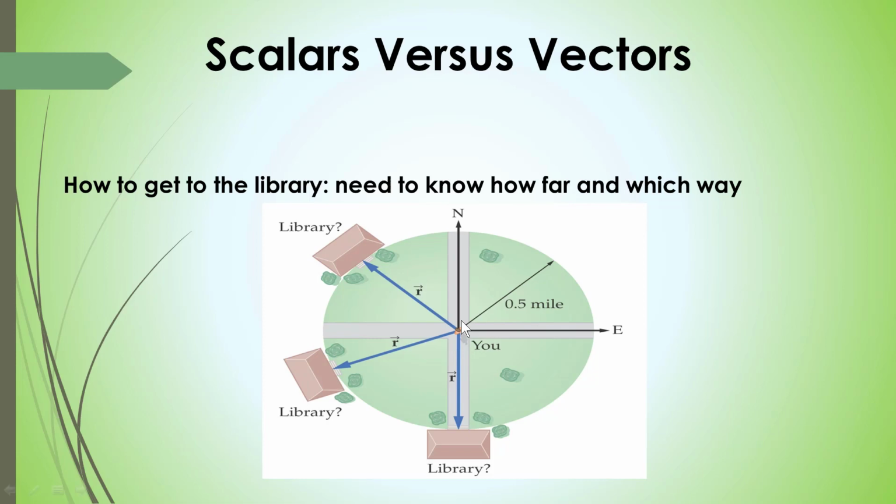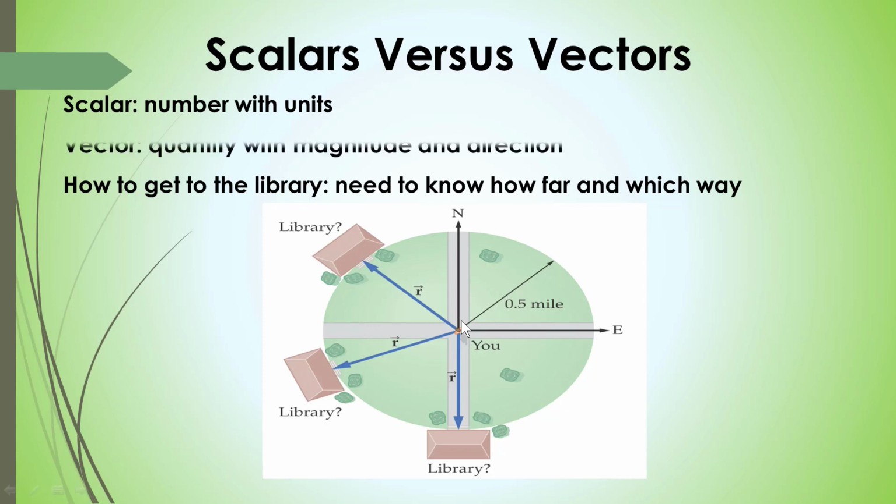So what is a scalar? A number with units, and a vector is a quantity with magnitude and direction. So we need a vector for some quantities. Without direction, without vectors, we cannot explain certain quantities. So we can say that vectors play a very important role in mathematics as well as physics. Both subjects need vectors for the complete specification of some physical quantities.